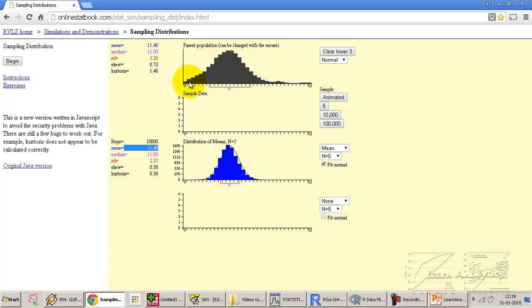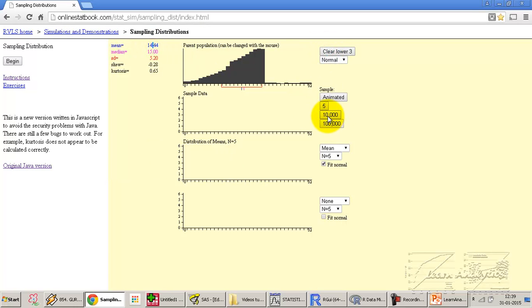Now when it is not a normal distribution, let's say this is a very, very weird distribution, almost like a step function. The mean in this case is 14.44. Clear the lower three. Run it 10,000 times. And I get mean is 14.45, and this follows a normal distribution. Isn't that great? So this was a graphical representation of the central limit theorem. I hope you found it useful.